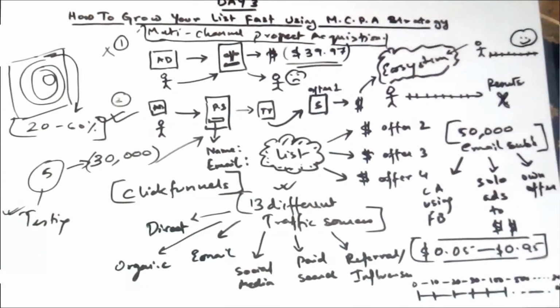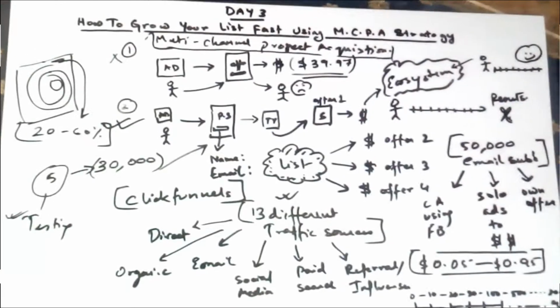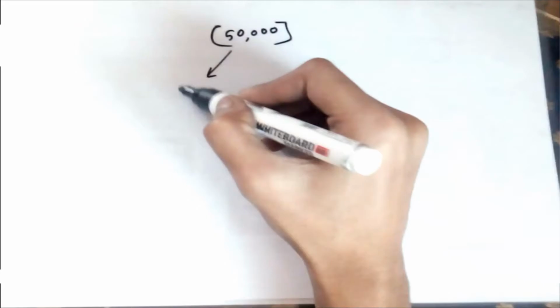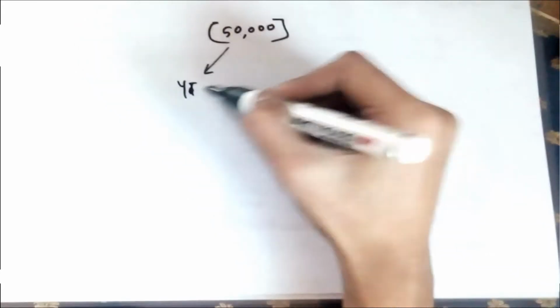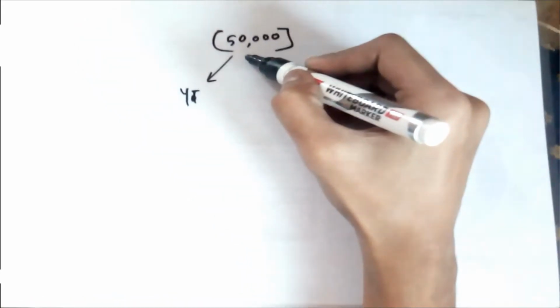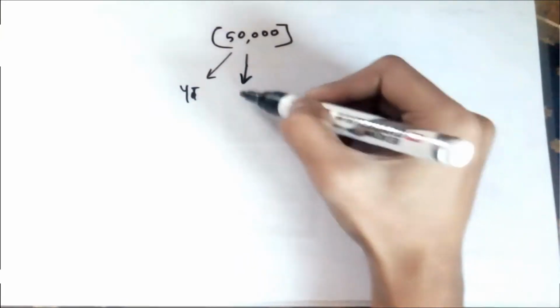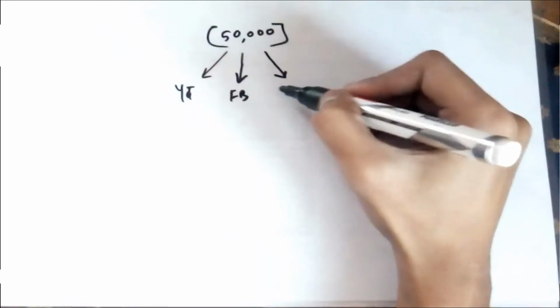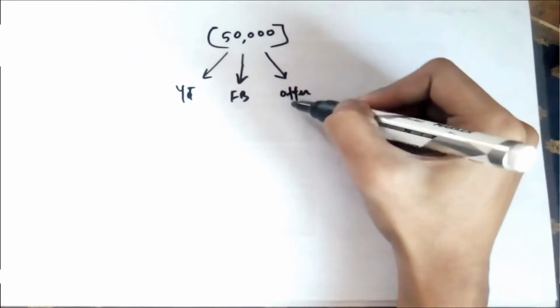Just imagine this. Let me draw it on another board and show you what I'm thinking of right now. So you have this particular list of 50,000 people, let's say. This is your list. You can send that traffic to your YouTube channel, I'll just write YT. You can send those people to subscribe or opt in to your Facebook group. You can send one single email to offer different offers.